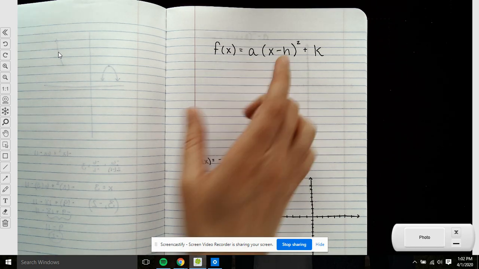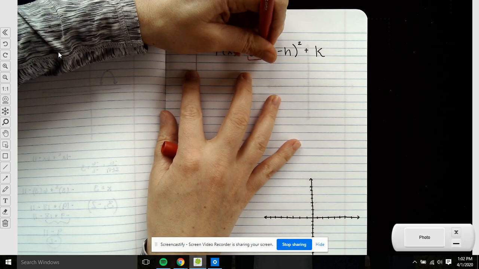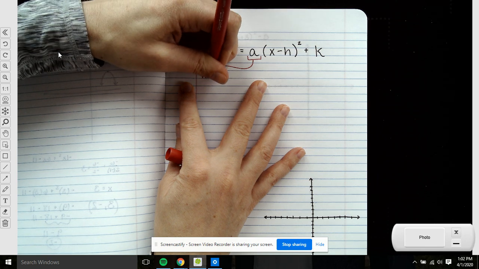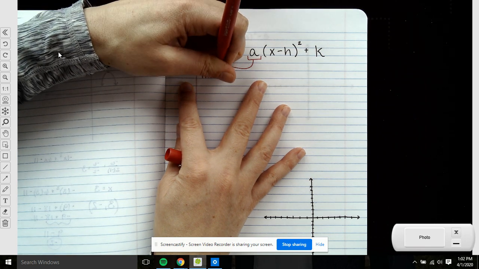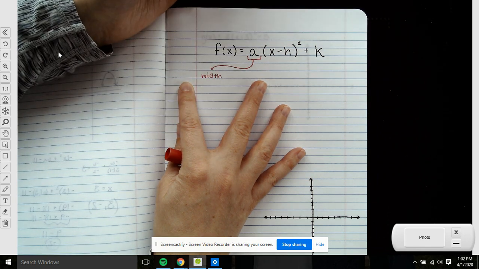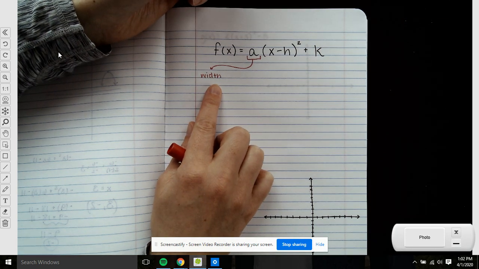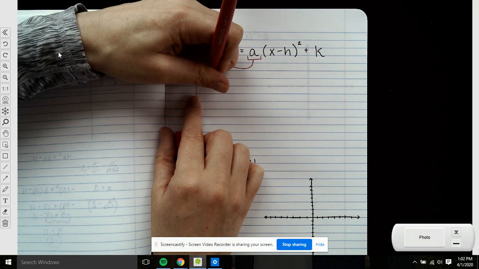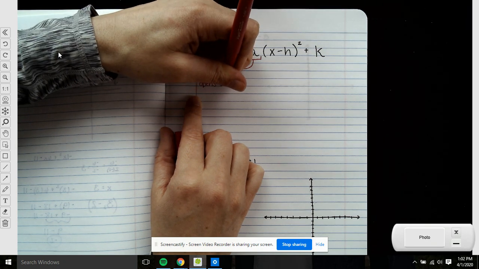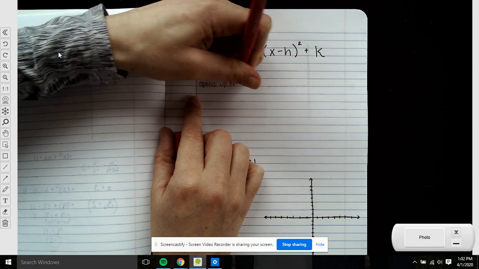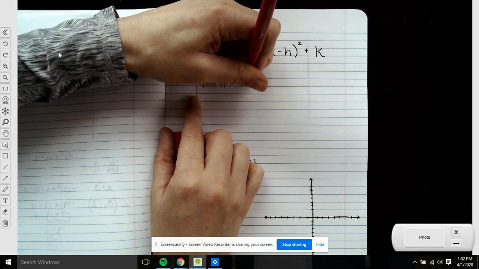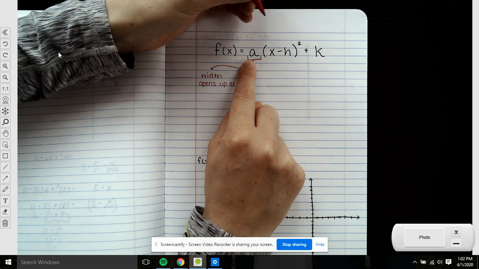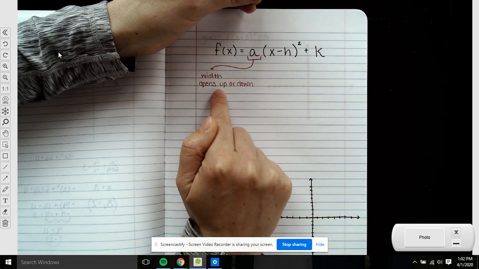So this A here, that tells you width, how wide or how narrow it is. And it also tells you whether, if A is positive or negative, it opens up or down. So those are the two ideas that you can get from just looking at the A. You can see how wide it is, you can see if it opens up or down.